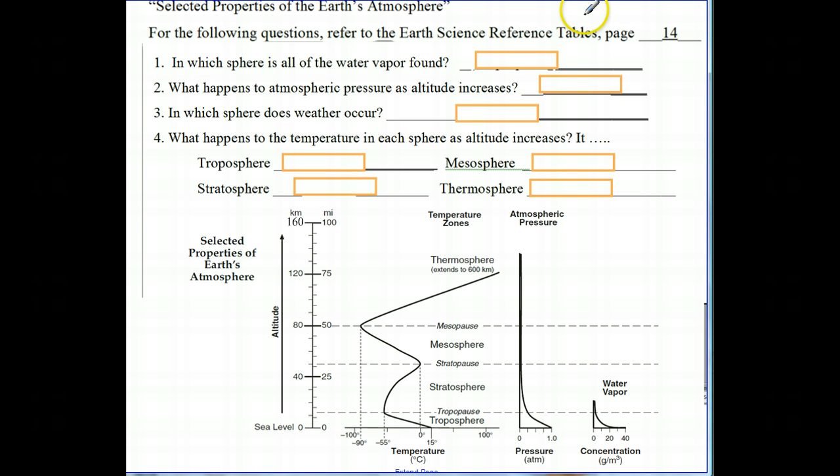Now, if you turn to page 14 in the reference table, you'll see that there's a chart at the top of page 14, and it has three different things: temperature, pressure, and the concentration of water vapor, the amount of water vapor in the atmosphere as you move from sea level all the way up.